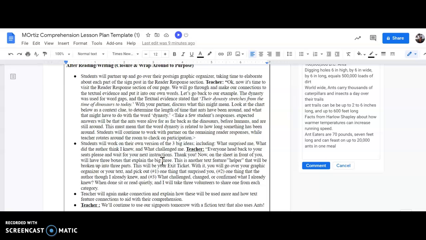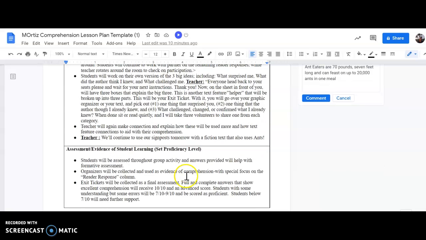On the sheet, we have these 3 boxes for the big three. All right, this is going to be your exit ticket. We're going to break down one thing that surprised you, one thing that the author thought you already knew, and then number 3, what challenged or changed or confirmed what you already knew, right? Breaking that down. All right, when done, sit quietly or read quietly. I'll take 3 volunteers to share, one from each category, all right? So again, make those connections. We'll continue to use the signposts in the future. We're going to talk about another text.